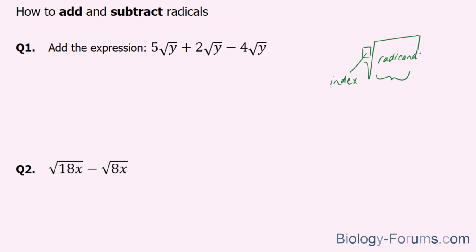Let's take example number 1. In example number 1, you'll notice that in each term, the index is the same and the radicand is the same. Hence, you can add the coefficients 5, 2, and negative 4. 5 plus 2 is 7, minus 4 is equal to 3.